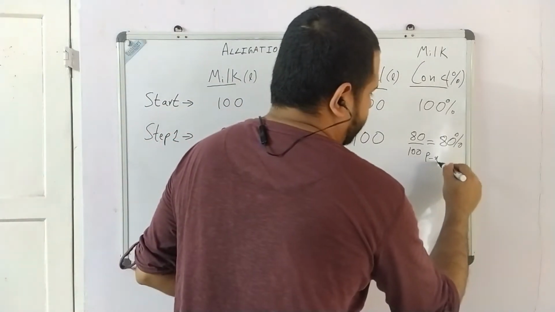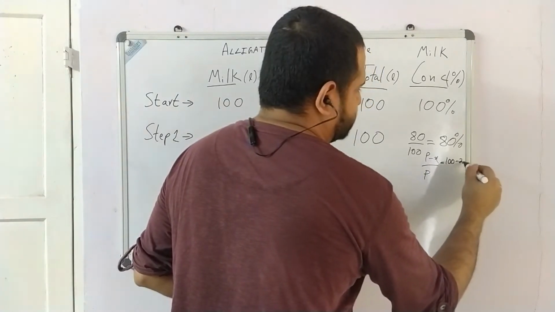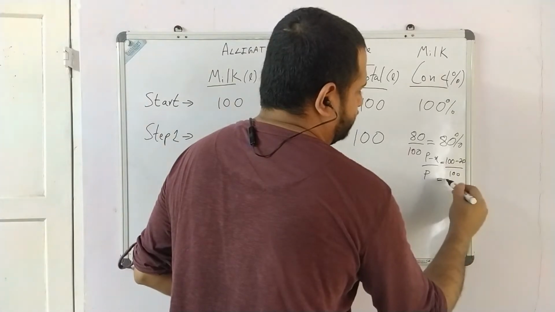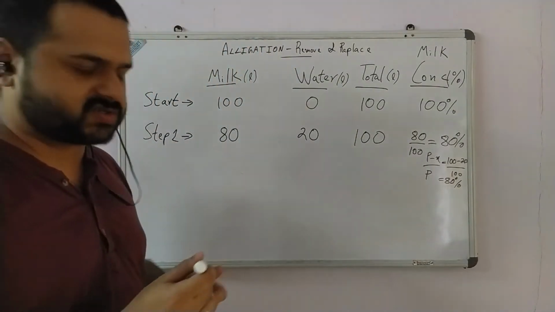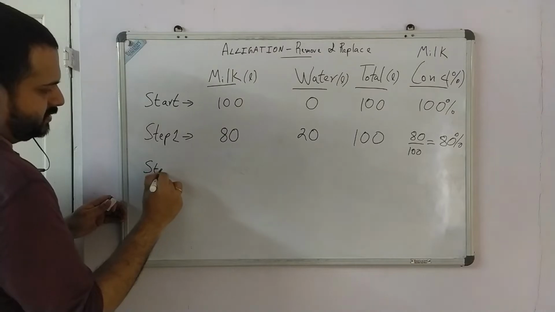P minus X over P, correct? What is P? 100. What is X? 20, right? 100 minus 20 over 100, which is equal to 80%. So you see that the formula also works, correct? Step 2 is when it starts getting interesting, right?